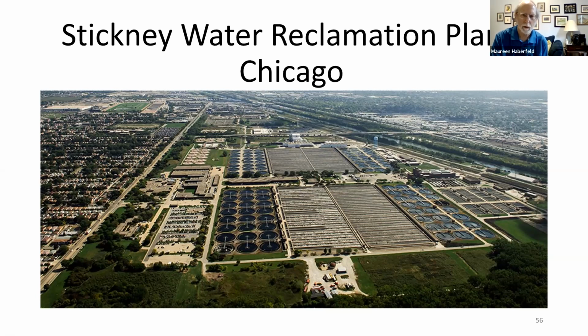So over the years, they upgraded the treatment and changed the direction of flow. They engineered it so that the flow now goes in the other direction into the Illinois River and eventually the Mississippi River. So that's where Chicago gets rid of most of its wastewater.